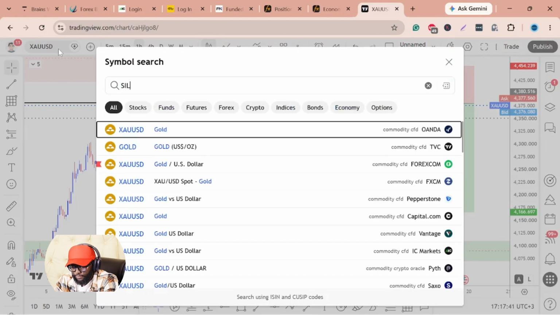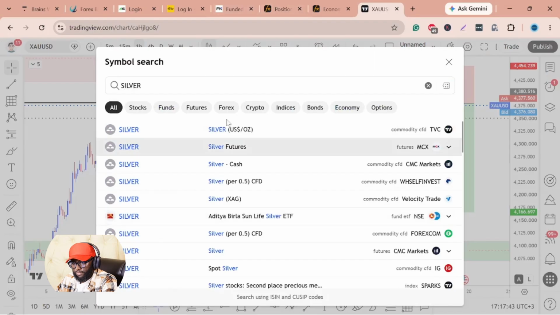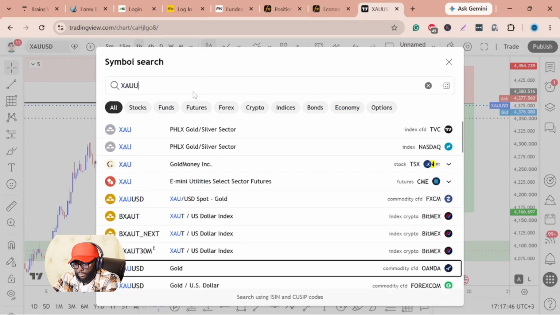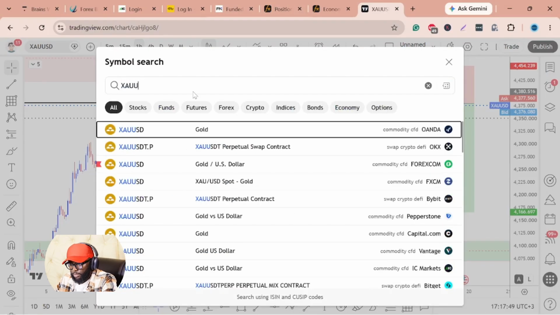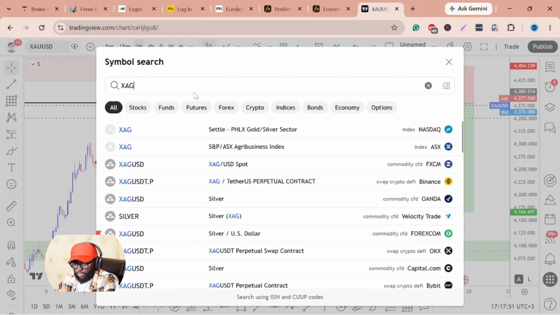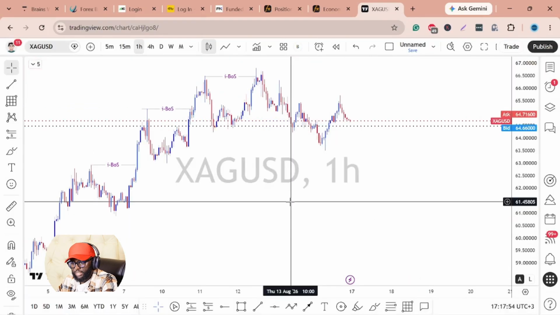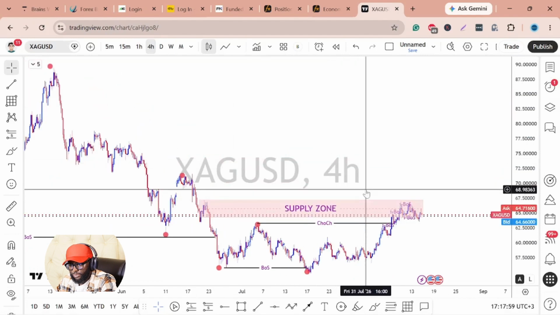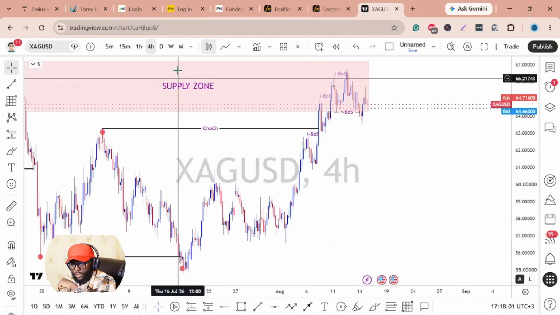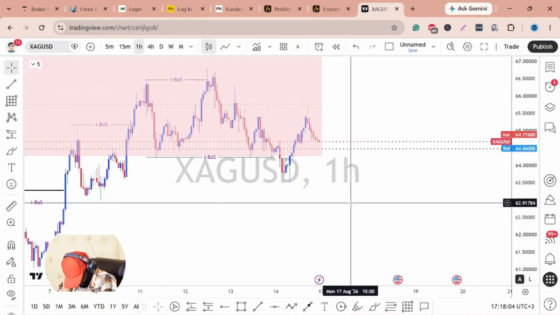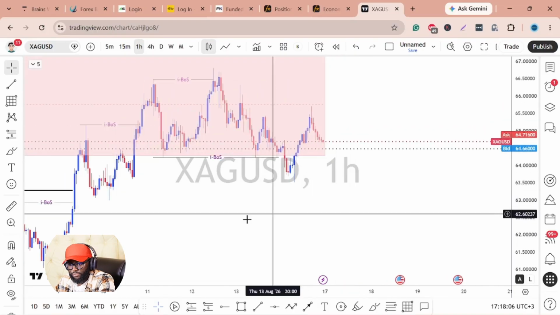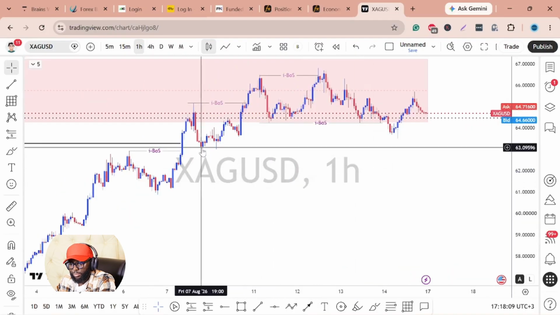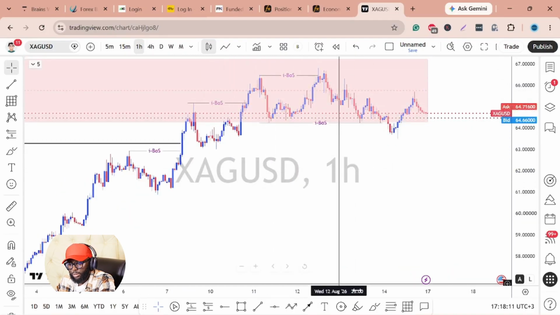Now let's look at silver. So silver, almost similar setup with gold. So I'll not go to the higher time frame. Price is already reacting on the 4 hour supply zone. So if we go down to the 1 hour time frame context, what you can see is that the price has been making higher highs and higher lows, constant break of structure here.